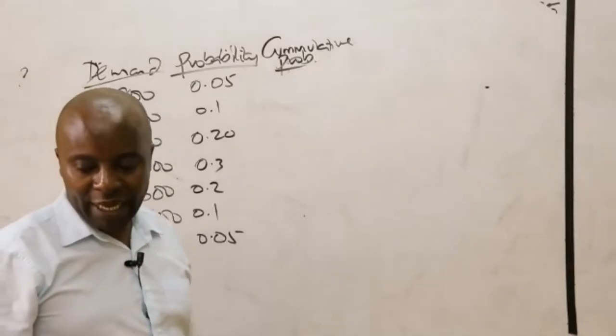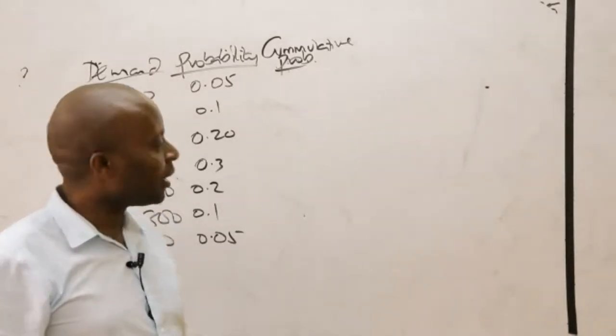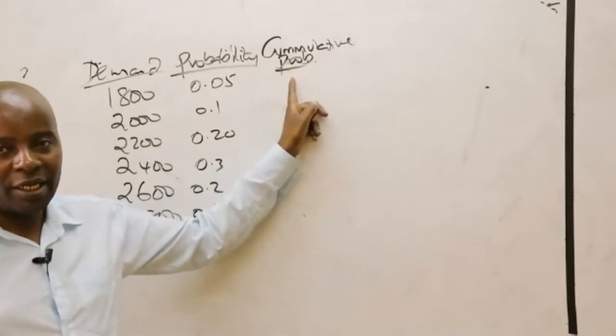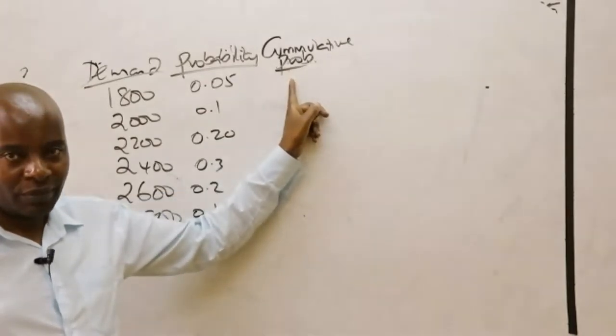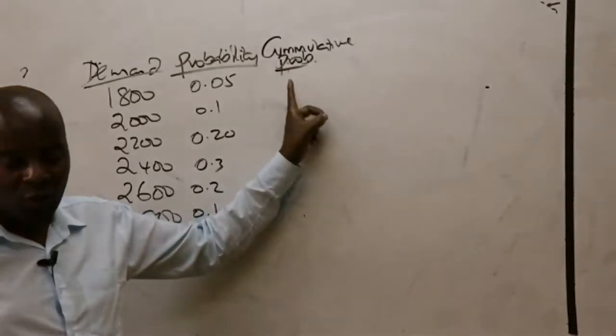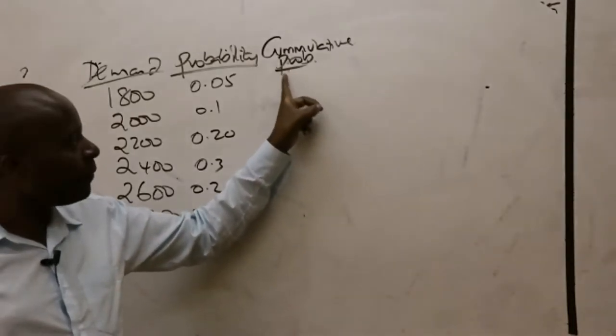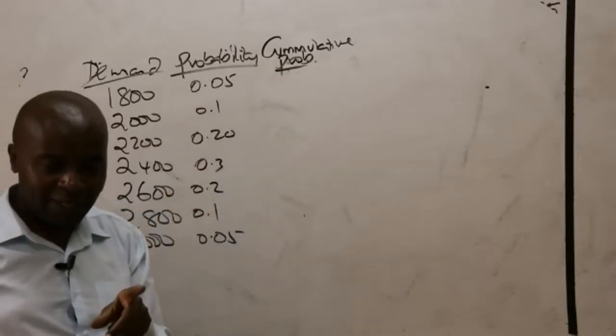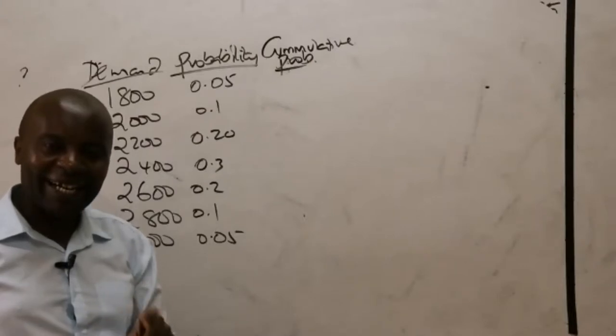At the end of the day, what are we going to get? What is our very first cumulative probability here? Somebody in the comment section. What is our very first cumulative probability in our 0 point? A lie. How many of them are saying 0.05? Several. A lie.